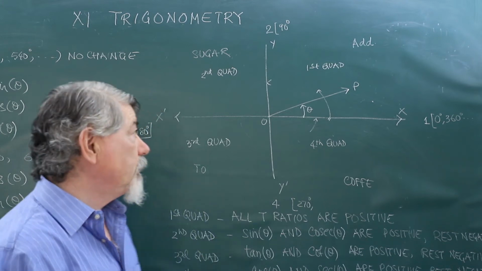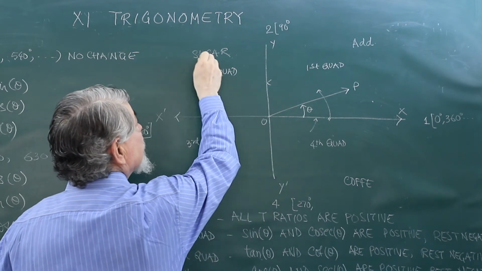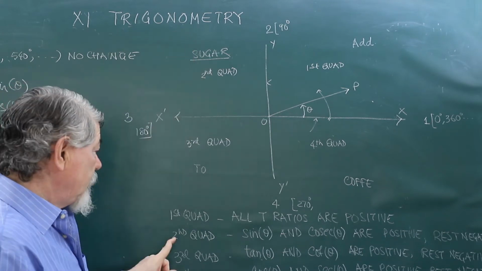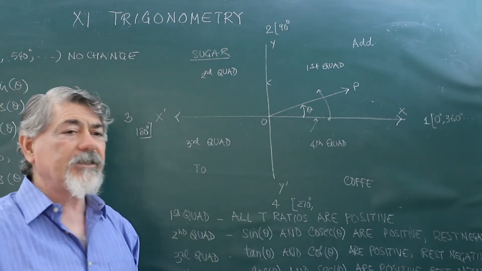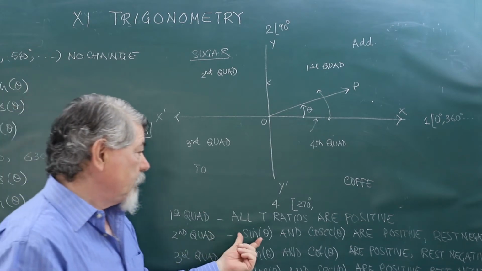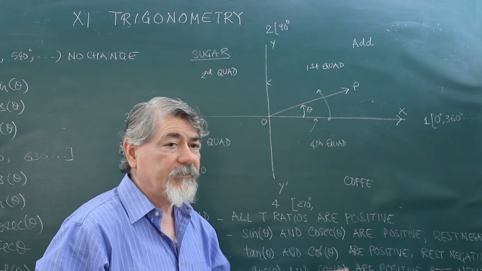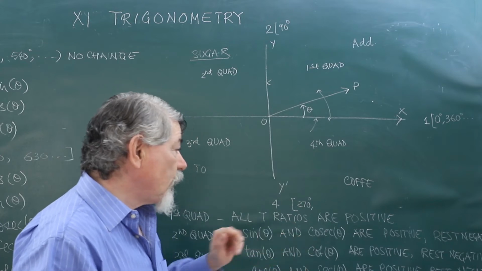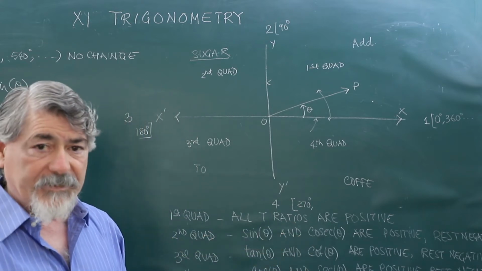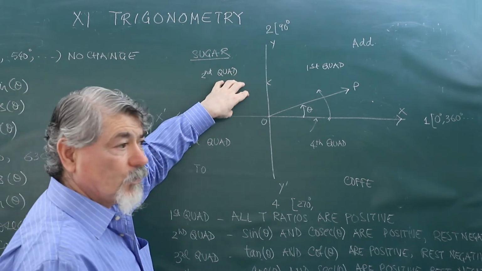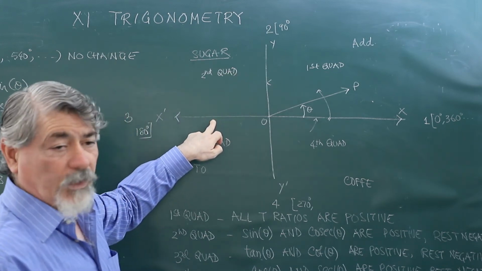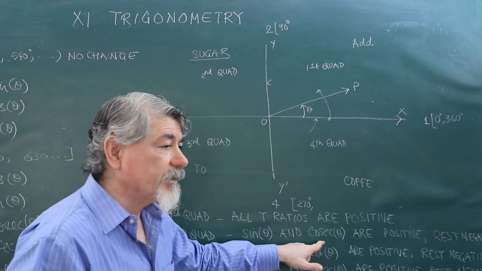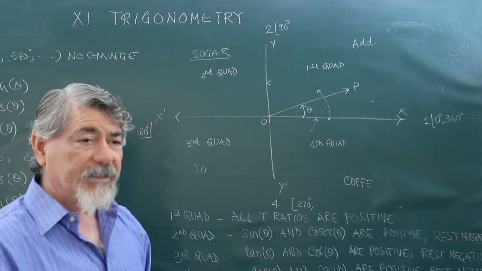Now when we move to the second quadrant, it is written sugar. From sugar only S is taken, that is sine. In the second quadrant, sine theta and the reciprocal of sine, cosec theta, are positive. The rest of the trigonometric ratios are negative, meaning cos, sec, cot and tan will be negative. Any value which falls in the second quadrant between 90 to 180, only sine and cosec will be positive, the rest will be negative.